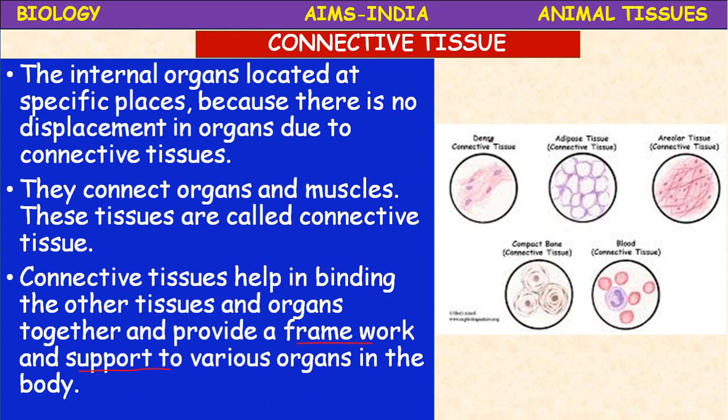So here dense connective tissue, muscle tissue is given. Okay, areolar tissue, loose connective tissue, adipose tissue, loose connective tissue, and the dense connective tissue, bone, cartilage. Okay, and fluid connective tissue, that is blood. Okay, these are the different types of connective tissue.